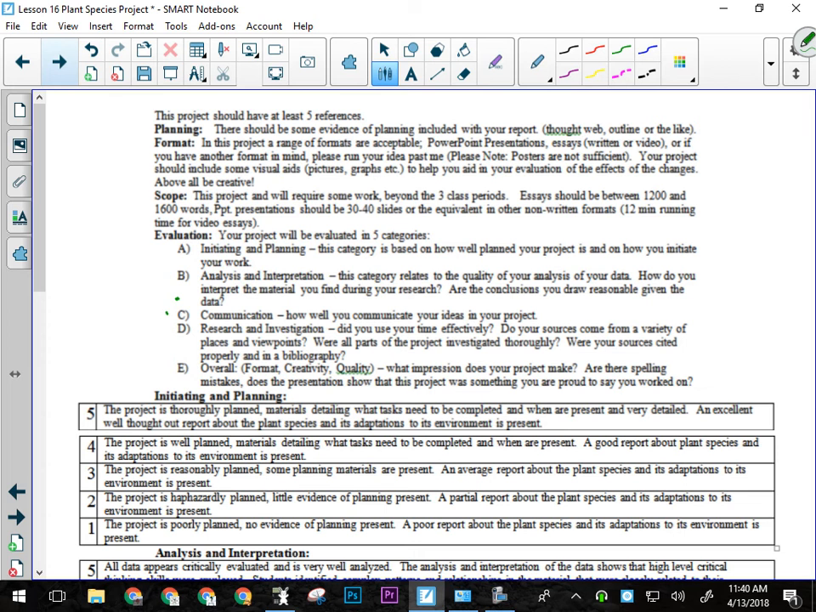Okay, then your research and investigation. So that's your references. There should just be a page at the end. Here's my references. Here's the author's name. Here's the date it was posted, name of the article, name of the website, the URL, and the day I accessed it. All of that for your references, all on one page.